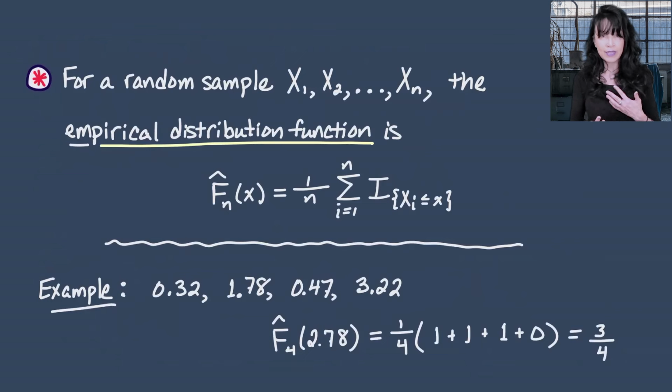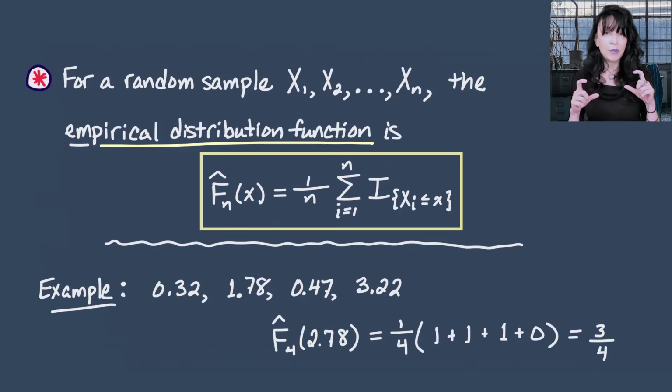So you can see what these indicators have done. They've popped in some 1s and 0s and essentially counted the number of values in the data set that are less than or equal to 2.78. And we end up with 3 times the 1/4, and 3/4. So this is what's going on here with an exact example.